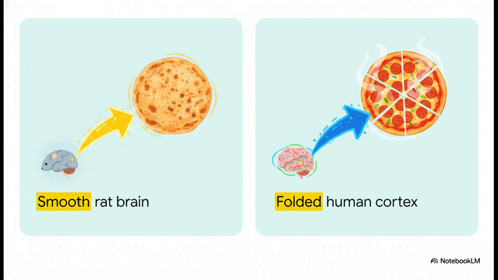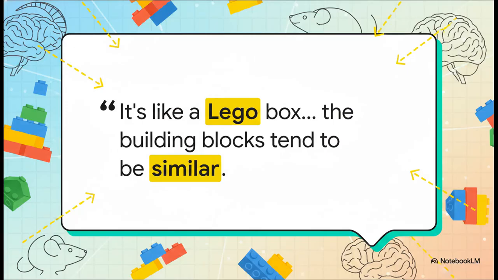Evolution basically had to crumple and fold all that extra tissue up just so it could physically fit inside our skulls. It's honestly a lot like a giant Lego box. Whether you're looking at the brain of a goat, a mouse, a rat, or a human being, the baseline neuronal circuitry is built from the exact same identical biological blocks. The hardware is the same. We humans just have those blocks arranged in much, much more complex networks.